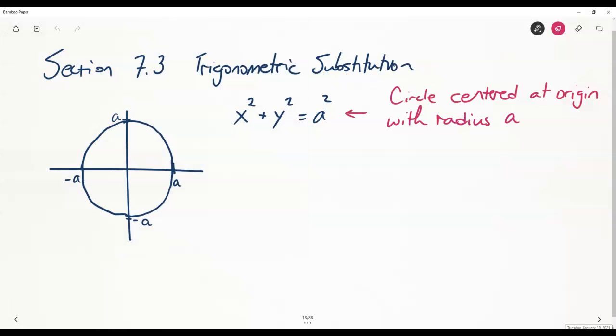Okay, so I at least want to talk about the motivation for what we're about to do in section 7.3, and then we're going to really get our hands dirty with it starting tomorrow.